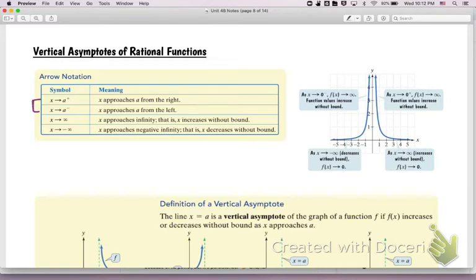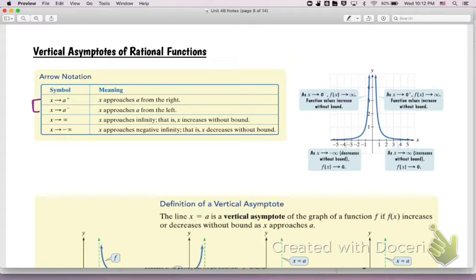This says, as x approaches a from the right. So what that little plus says is we want to approach a from the side greater than a. And then the minus means that I want x to approach a from the left or from below a. That's what that would mean.